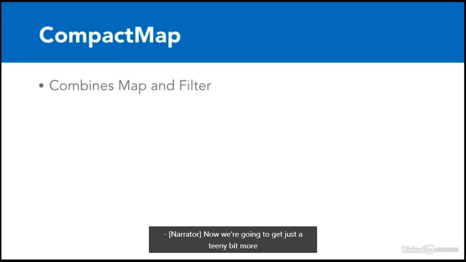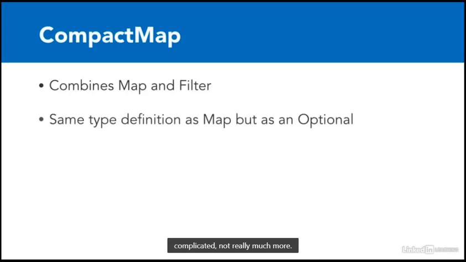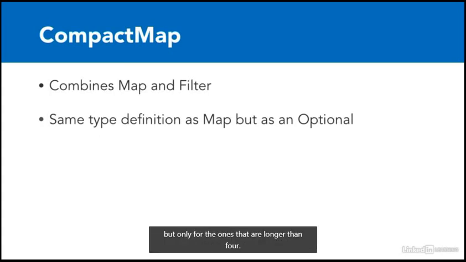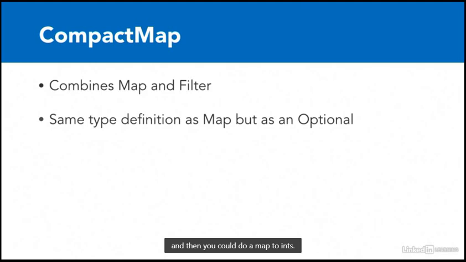Now we're going to get just a teeny bit more complicated. Not really much more. Let's say you have your array of names and you want to map them to the lengths, but only for the ones that are longer than 4. So you could do a filter and filter out those items, and then you could do a map to ints. So let's look at that.